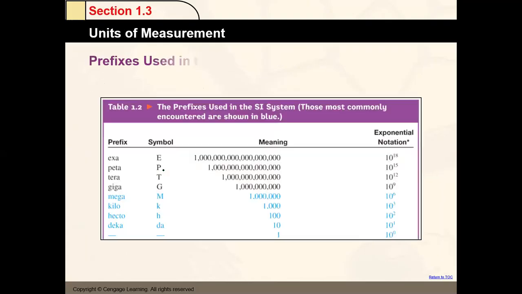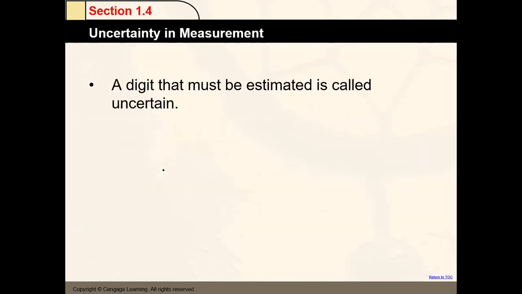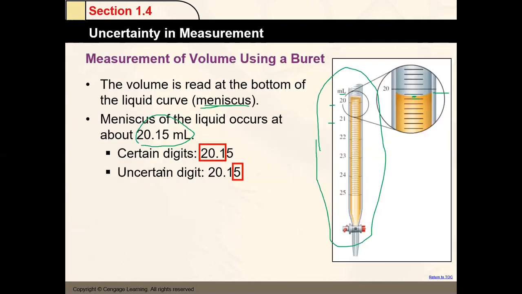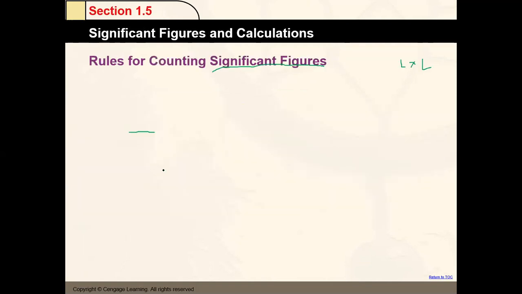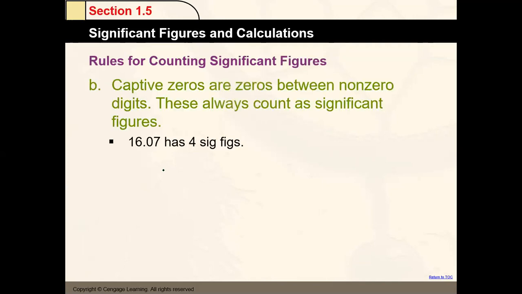In the case of sig figs, it's basically the zeros that are the problem. Then we have captive zeros, or what we call sandwich zeros. So you have a zero in between, right in the middle. What should I do with zeros that are in the middle? They count, they are significant. In this case, I would say 1, 2, 3, 4 sig figs.